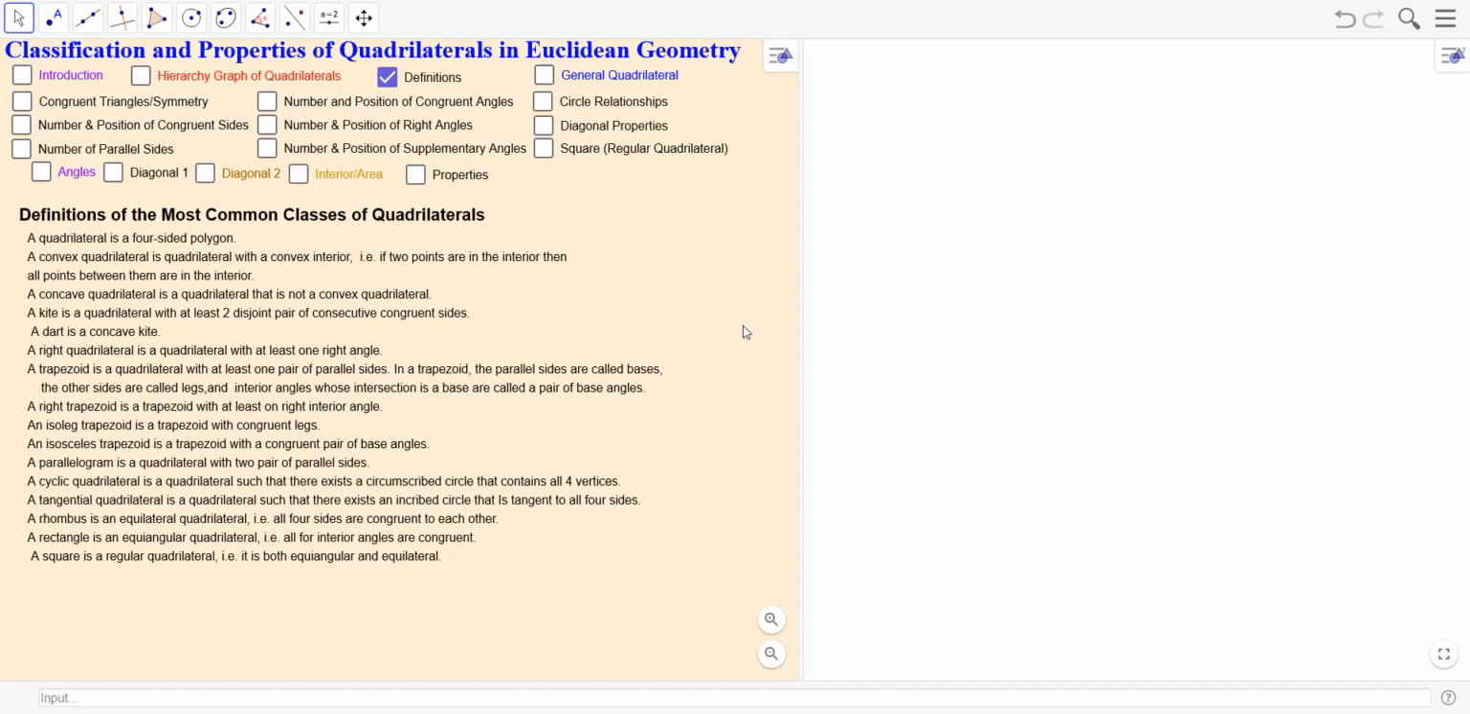A rhombus is an equilateral quadrilateral. In other words, all four sides are congruent to each other. A rectangle is an equiangular quadrilateral. All four interior angles are congruent. And a square is a regular quadrilateral, that it is both equiangular and equilateral.